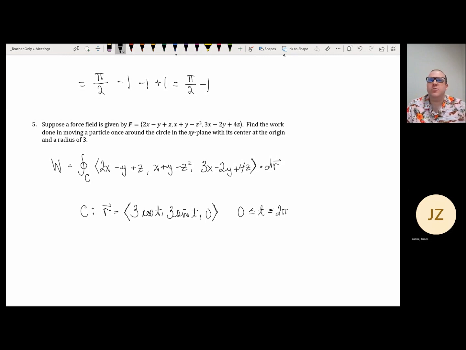So you could start at pi over 2 and do one full revolution from there. Hell, you could start at 3 pi over 2 and do one full revolution. And notice they didn't give us an orientation. So we're assuming counterclockwise.